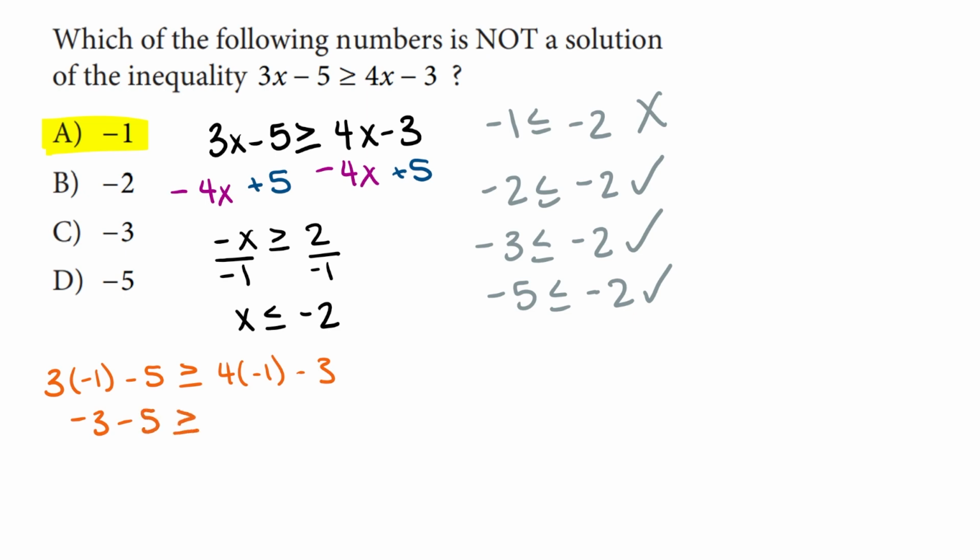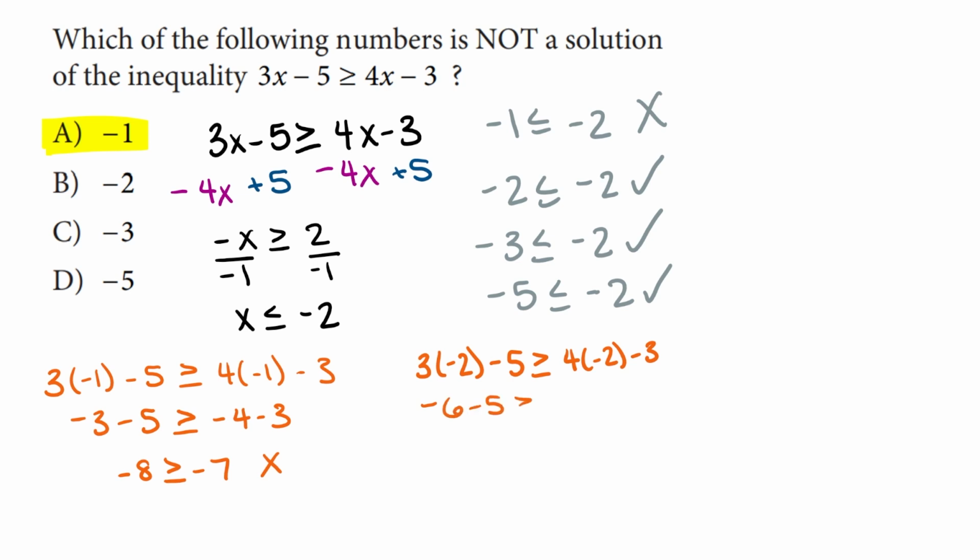Negative 3 minus 5 is greater than or equal to negative 4 minus 3. Negative 8 is greater than or equal to negative 7, and that's not true. So again, we get the same result. We know that negative 1 is not true. Let's do one more just to confirm. 3 times negative 2 minus 5 is greater than or equal to 4 times negative 2 minus 3. So negative 6 minus 5 is greater than or equal to negative 8 minus 3. Negative 11 is greater than or equal to negative 11, and that is true. We'll find it's true for letter choice C and D as well.